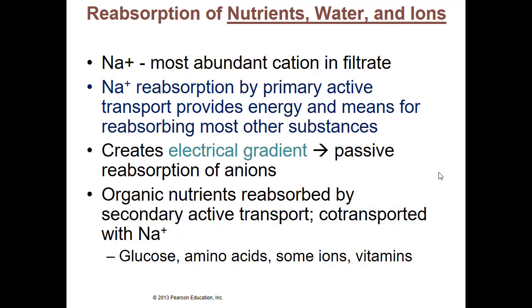Now, things that we are going to reabsorb: glucose, amino acids, ions, and vitamins. We're going to try to keep that in our body, because anytime we reabsorb things out of here, that means it stays in our body. We want to be able to hold on to those and keep those. So the big thing: sodium, ATP. We pump sodium out.